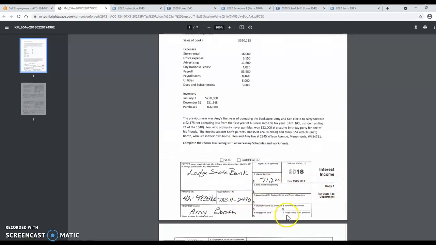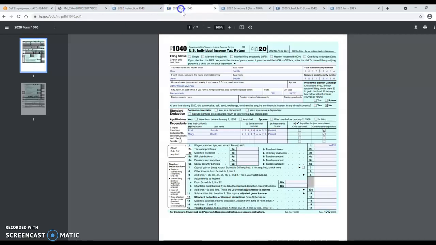Okay, and there's nothing extra on the interest, just the fact that it is $712, and that is taxable interest. It's not tax exempt interest like a municipal bond interest from a city or something.